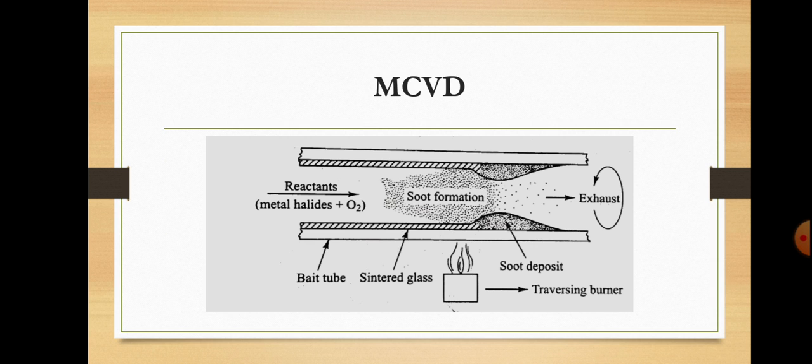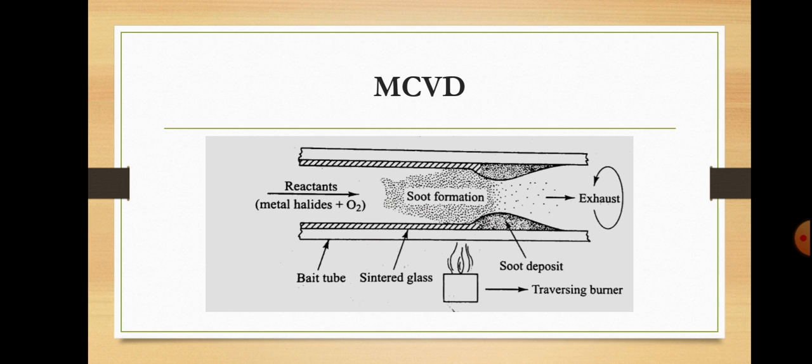Next we will go to the MCVD method, and the experimental setup for the MCVD method is shown in the figure. Here you can see that there is a traversing burner, and also the sintered glass, the bait tube, and the reactants, which are metal halides and oxygen. You can see that metal halides and oxygen are provided inside the seed rod or bait tube, and soot formation is taking place inside it. Here you can see the exhaust going outside, and also a ring is shown, which means it is rotated in such a manner.